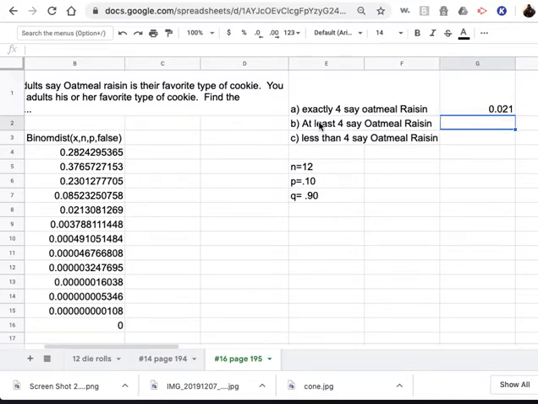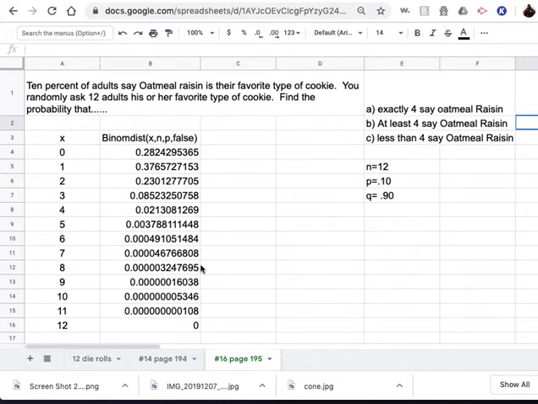The next question says at least 4 say oatmeal raisin. That means 4, 5, 6, 7, 8, 9, 10, 11, 12. Notice that 12 here is telling us 0, but it's probably not actually 0. It just happens to be such a very small probability that it didn't even register here as to how many digits it was. Well, we want at least 4. That means we're going to want to do the sum of 4, 5, 6, 7, 8, 9, 10, 11, 12.